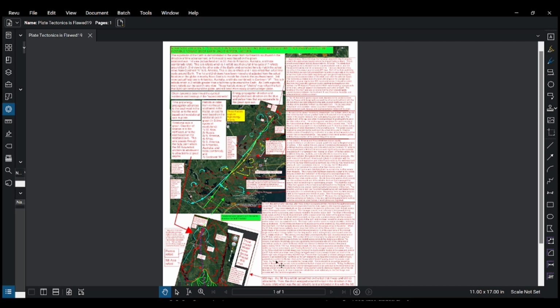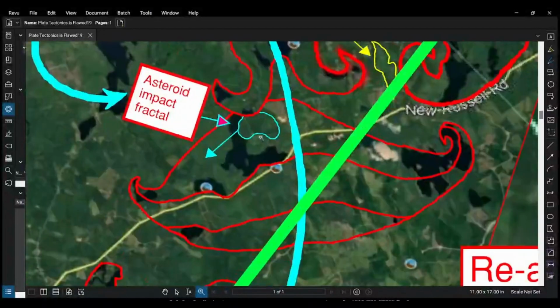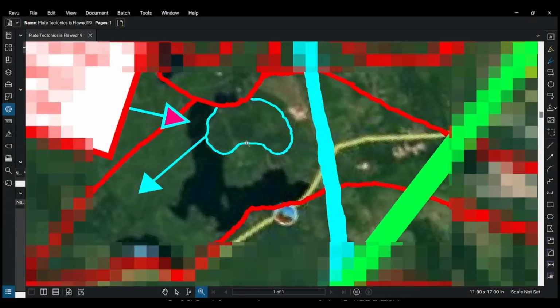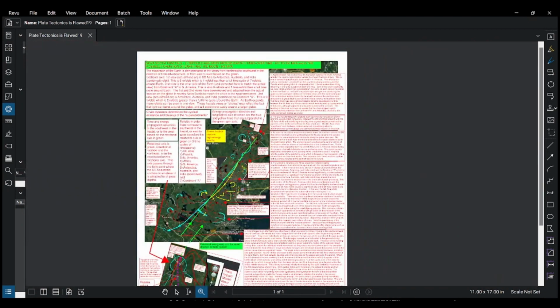All right, so in summary again, those 7 refolds broke up from the asteroid impact. That's the driving mechanism of this first tectonic regime. See the asteroid impact fractal in here. So that's where it all started. See that right there? That caused everything. So the system is trying to maintain equilibrium about the equatorial spin axis.